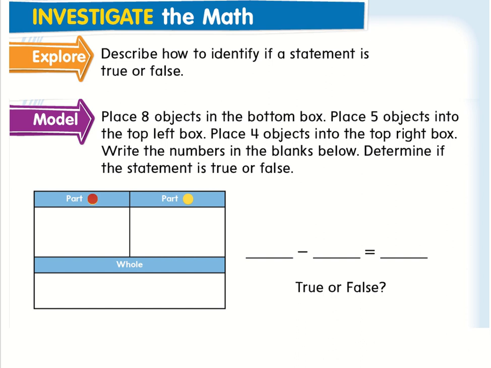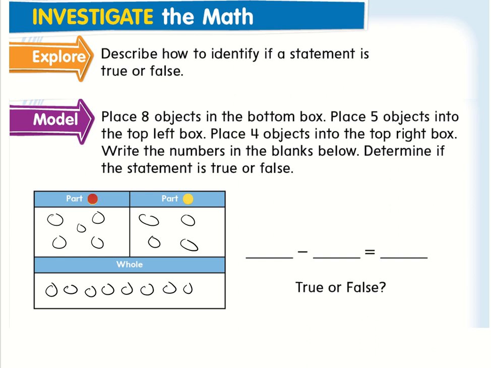Alright, so we're going to investigate some stuff here. We're going to look to see if this problem is going to be true or false. It says place 8 objects in the bottom box. Okay, so I'm going to draw 8 down here. 1, 2, 3, 4, 5, 6, 7, 8. Cool. Place 5 objects into the top left. And place 4 objects into the top right. Write the numbers in the blank below and determine if the statement is true or false.